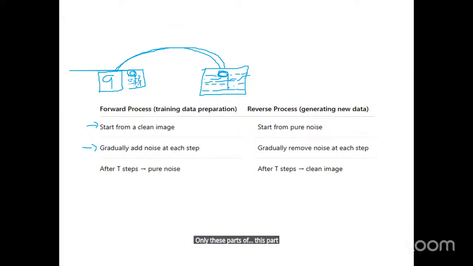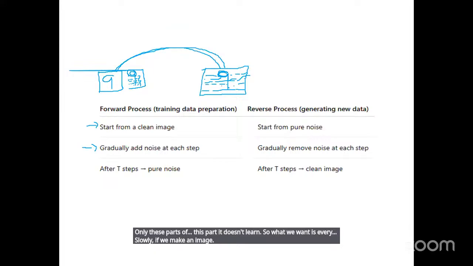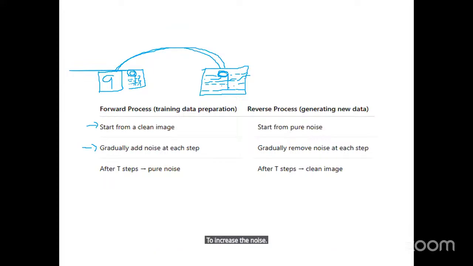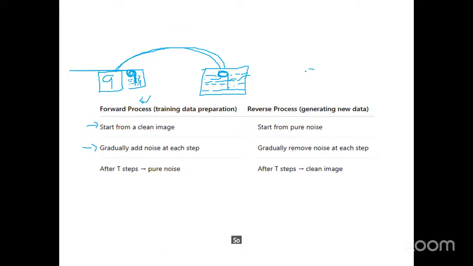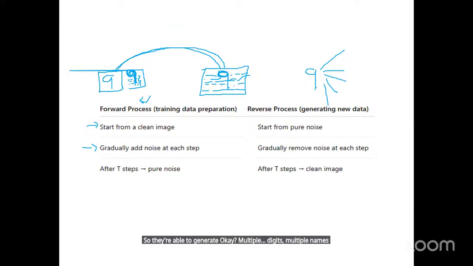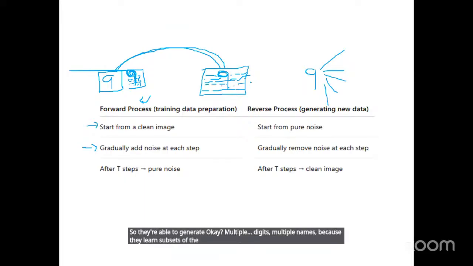So what we want is, if we slowly make an image increase in noise, then it will learn first this entire image, then next this entire image. Like this, it will learn, and then we can use those subparts, what it learned, in the regeneration process. So they're able to generate multiple digits, multiple nines, because they learn subsets of the 9. So that is how we are using noise.